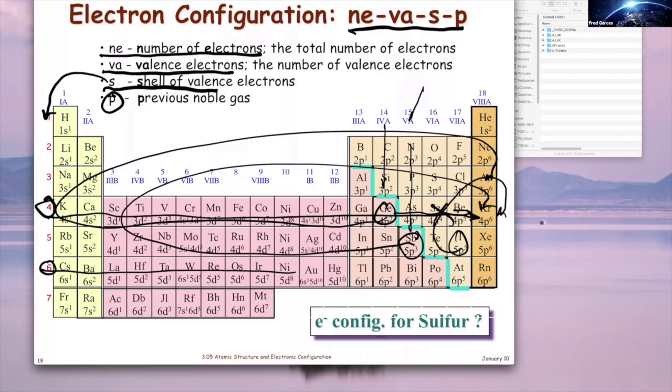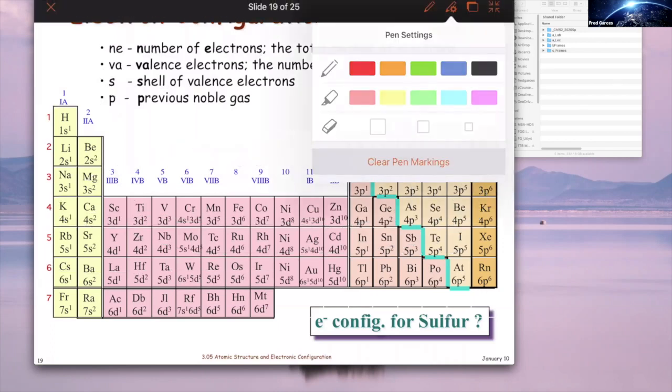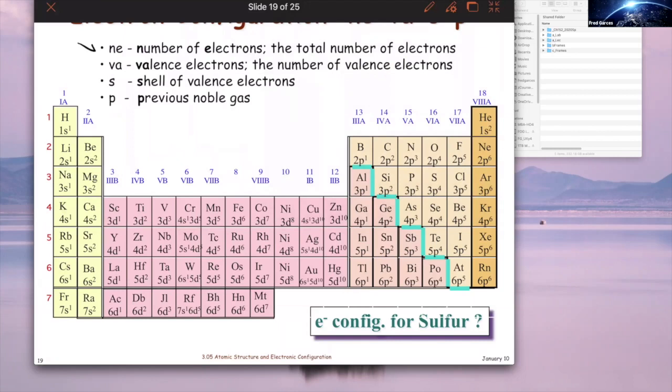So if you know how to find these things in a periodic table, the number of electrons, the valence electrons, the shell, and the previous noble gas, then you can whip up the electron configuration, no problem. So we're going to do the electron configuration for sulfur. For sulfur, Ne, the number of electrons: sulfur is right here. So the number of electrons is 10, 11, 12, 13, 14, 15, 16. That's 16 electrons total for sulfur, okay?